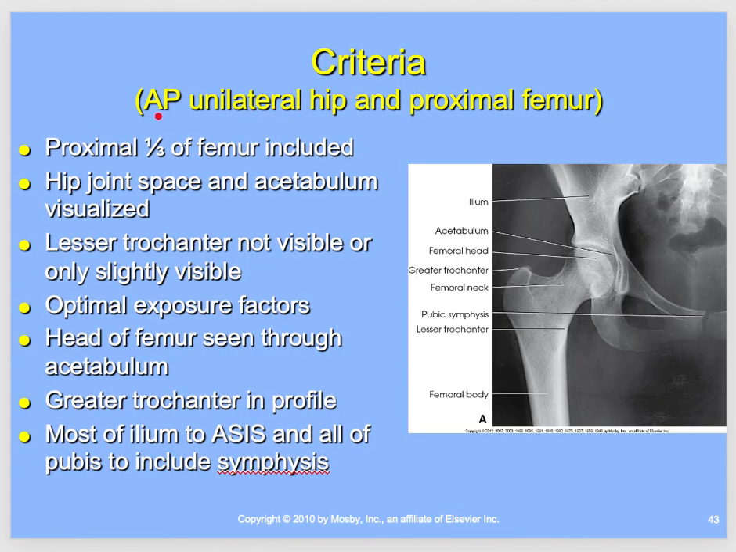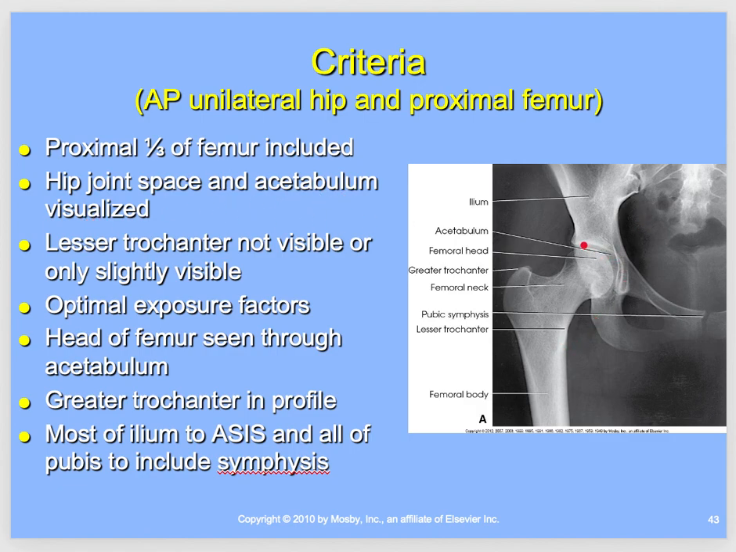So criteria for your AP unilateral hip and proximal femur. So you're going to include that pubic symphysis. So this is really good. So you've got ASIS, pubic symphysis, proximal femur. Your lesser trochanter is hidden. Your greater trochanter is in really nice profile there. So proximal third of the femur included. Hip joint space and acetabulum are visualized.